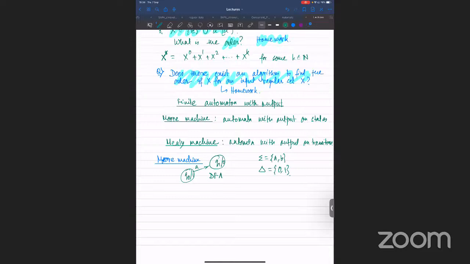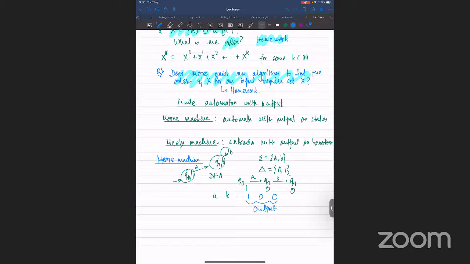For example, my initial state is Q0. In the initial state, I have an output of 1. I go from Q0 to Q1 on reading A and I give an output of 0. Suppose you read a B and you are in the self loop, you are in Q1 and you have again an output of 0. So for the string AB, the Moore machine gives an output of 1, 0, 0. This is my output.